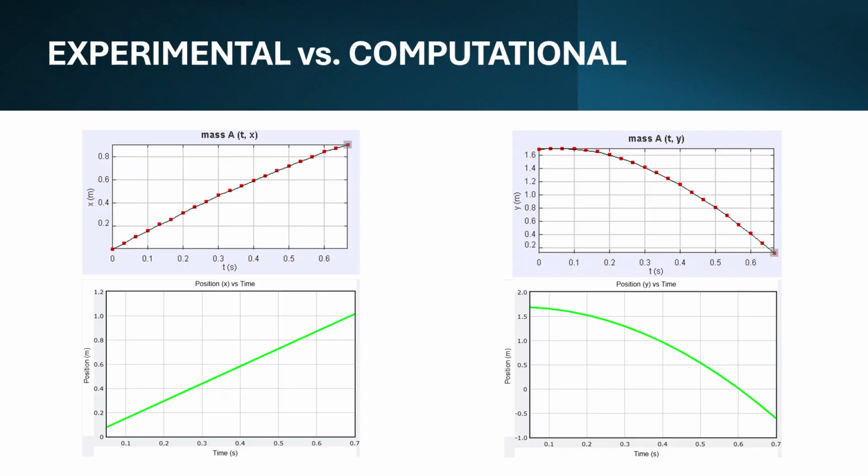Here was the experimental versus the computational results. After looking at all three run-throughs of the computational model, the model that compared the best with our actual experimental results was the model that had no drag, which just shows that our crumpled paper ball did not have very much drag.